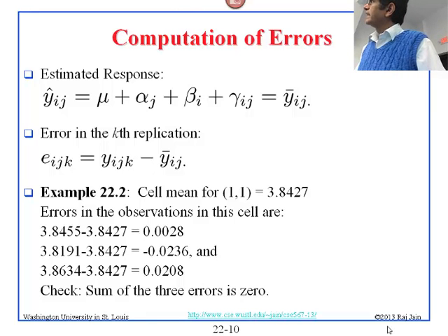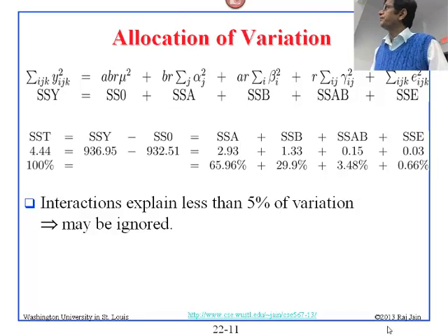Then we calculate the errors. So the errors come out, if you just go back to the three values in each, and you subtract all three: you subtract the grand mean, you subtract alpha j, you subtract beta i, and you subtract gamma i. All of those you subtract, you get the errors.